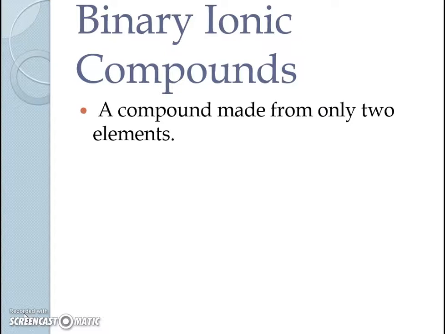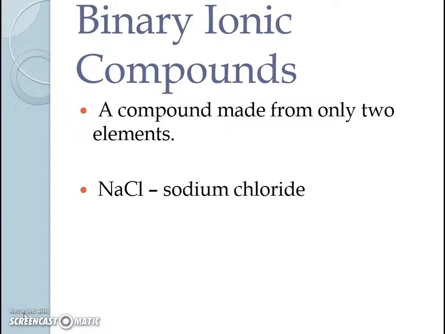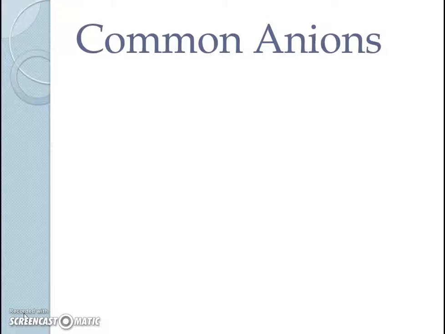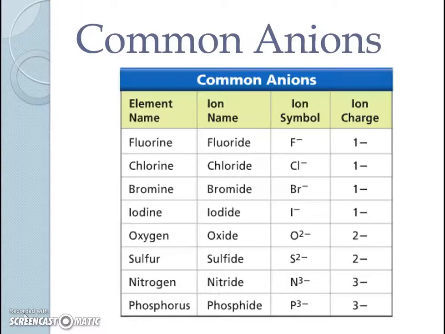Binary ionic compounds are any compound that's made from only two elements. So for example, Na plus Cl gives you sodium chloride. Common anions are your negatives, so these are going to be the ones that come at the second portion of the name, include fluorine, chlorine, bromine, iodine, oxygen, sulfur, nitrogen, and phosphorus.